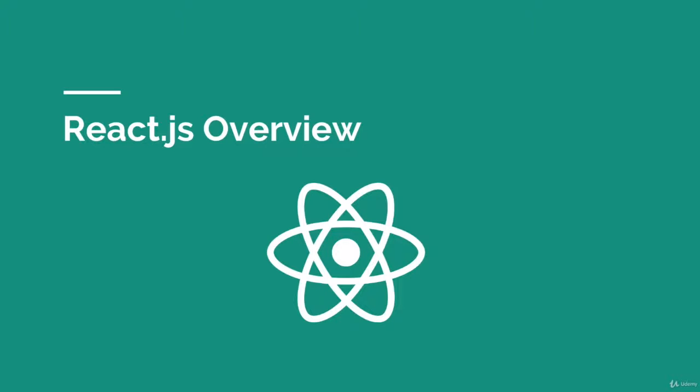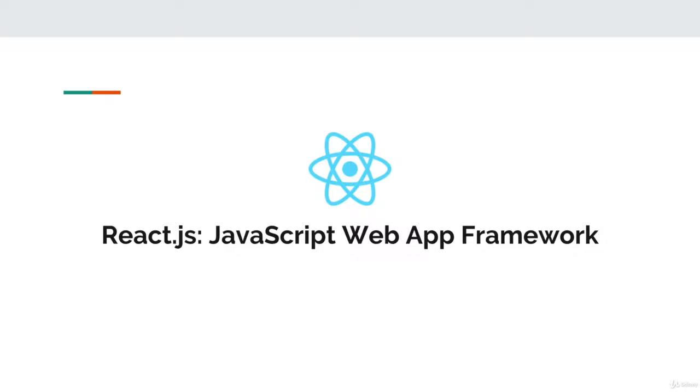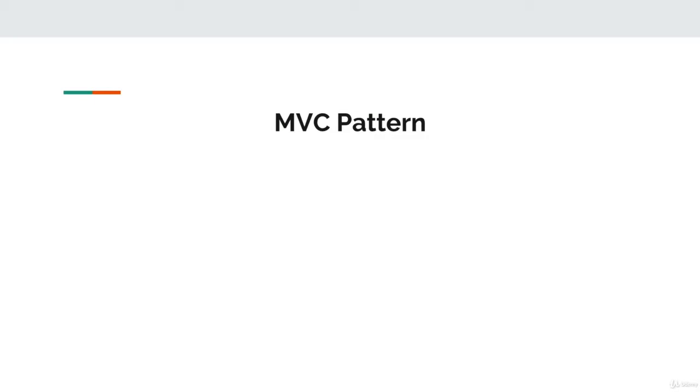Let's look at the big picture of how React.js works as a framework. We briefly touched upon some of React's benefits, the component structure, its dynamic features, etc., but let's get a little more detailed. As mentioned previously, React is a JavaScript web application framework. In web development, the typical architecture for a web application is the MVC pattern.